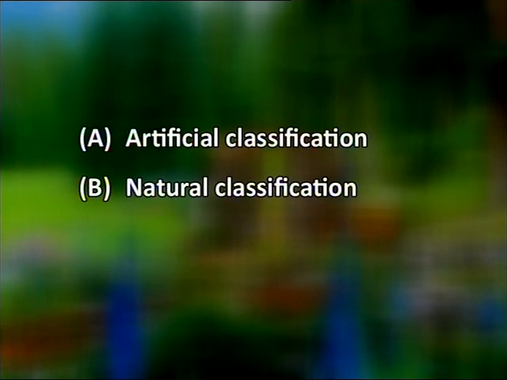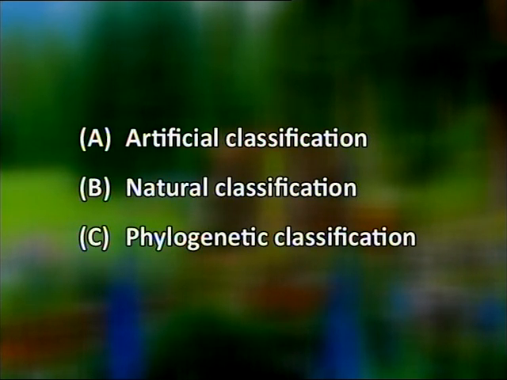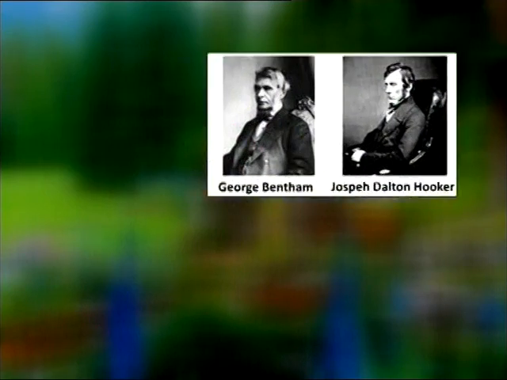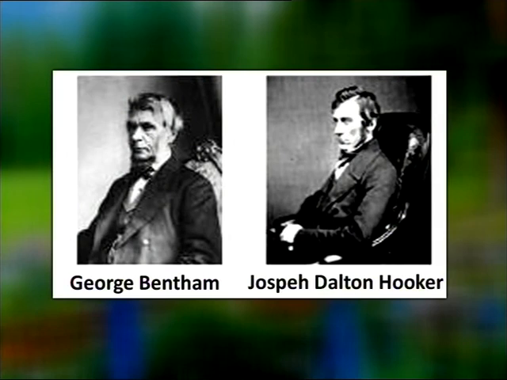All modern systems have a past and are essentially modifications of the earlier ones, and historically, plant classifications belong to three categories. These are artificial classification, natural classification, and phylogenetic classification. Dear students, now we will discuss the salient features of classification system by Bentham and Hooker. The last major and the most accepted natural system of classification of seed plants was that of Bentham and Hooker.